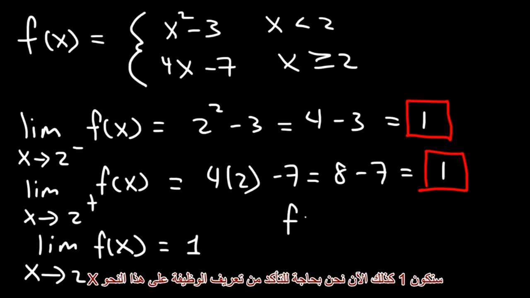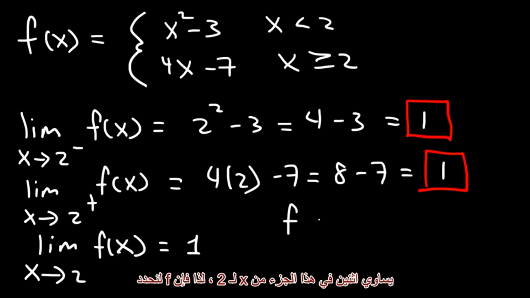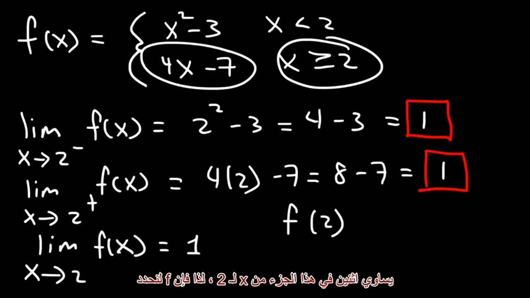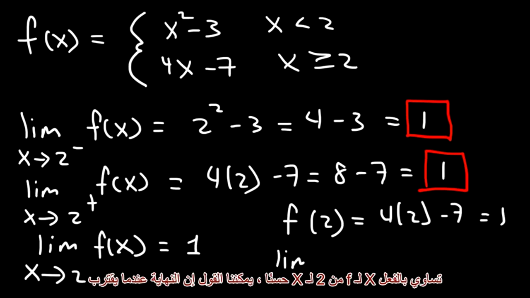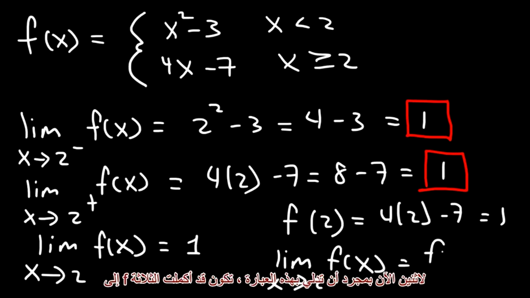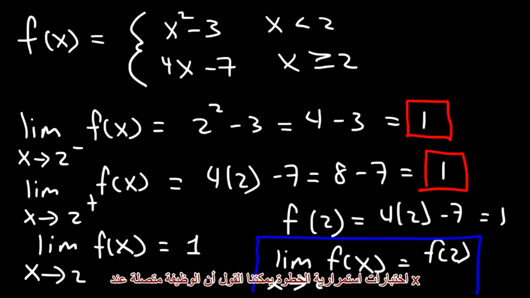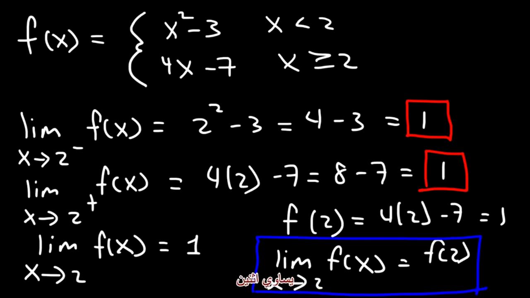Now, we need to make sure the function is defined. So let's determine f of 2. So x equals 2 in this part of the function. So that's going to be 4 times 2 minus 7, which is 1 as well. So we can say that the limit as x approaches 2 of f of x is indeed equal to f of 2. Now once you make this statement, you've completed the 3-step continuity test. So we could say that the function is continuous at x equals 2.